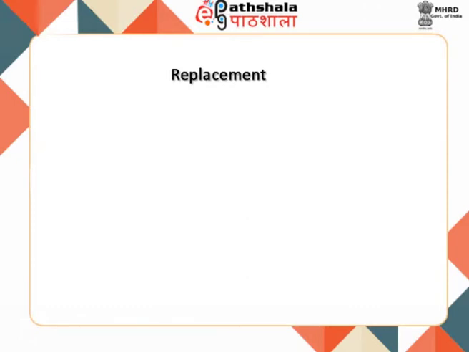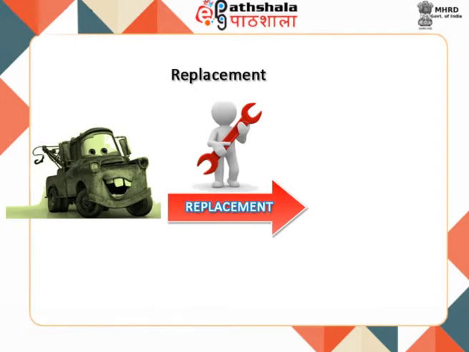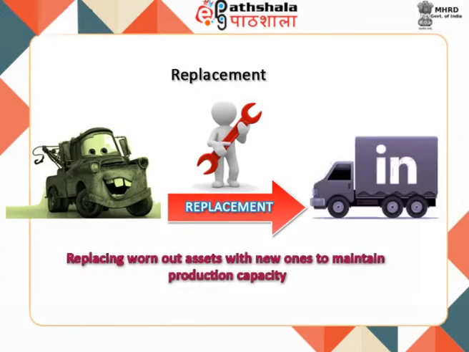Replacement. In the case of a going concern, it is natural that some of its equipment will wear out as time proceeds. In order to maintain the production capacity, the firm needs to replace such worn out assets with new ones. This replacement decision is the most common investment decision of the firm.